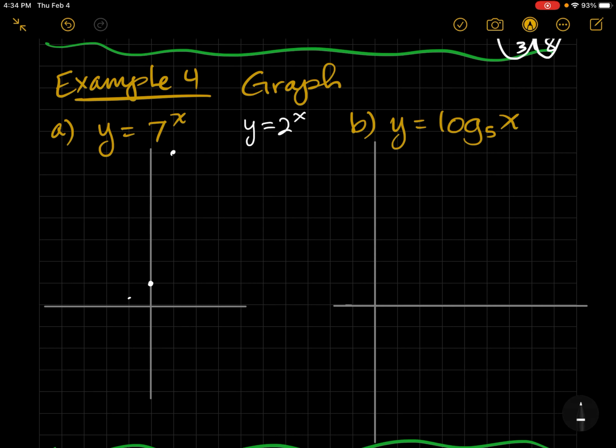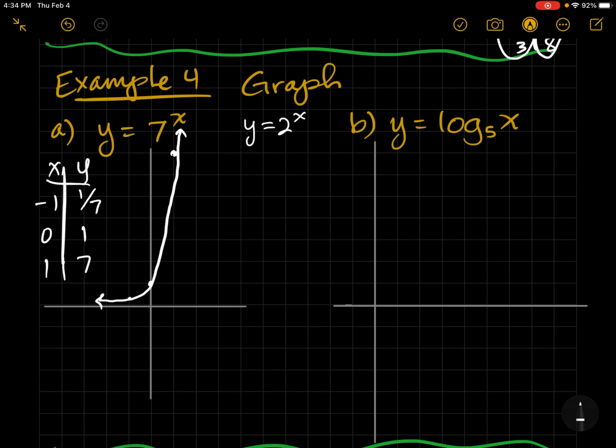So I just made a little table in my head. And the table I made in my head was -1, 0, and 1, because I know the shape of this graph.